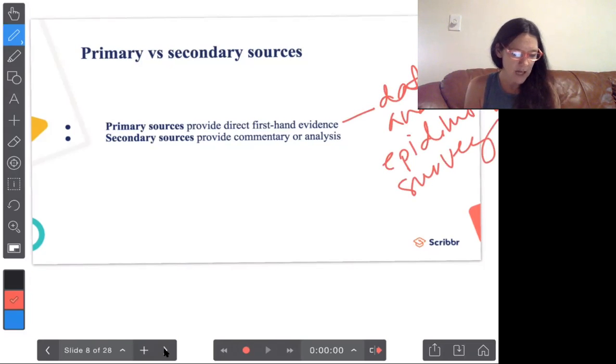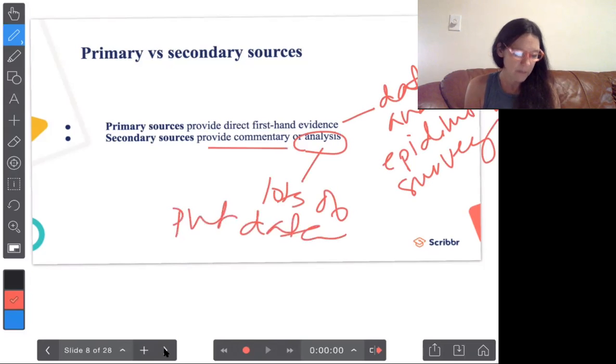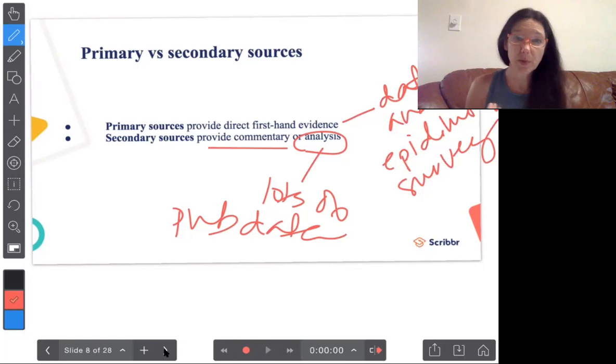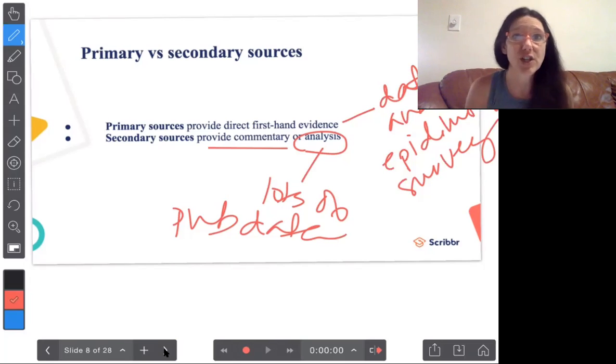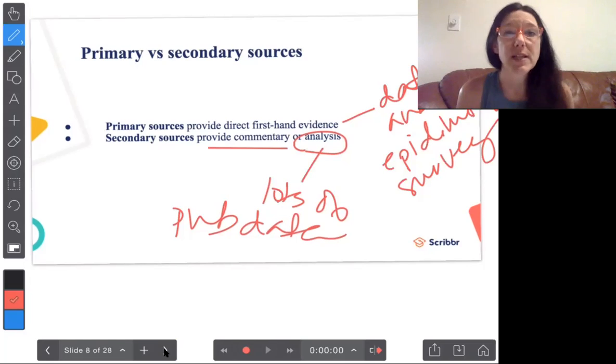Secondary sources are commentary or analysis of lots of data, lots of published data. Okay, so like a review paper. Everything we know about the P53 tumor suppressor gene, that would be secondary. If a paper was on how P53 affects whatever protein in whatever cell, that would be primary. And there's data, there's graphs, there's charts, there's gels, there's flow cytometry.